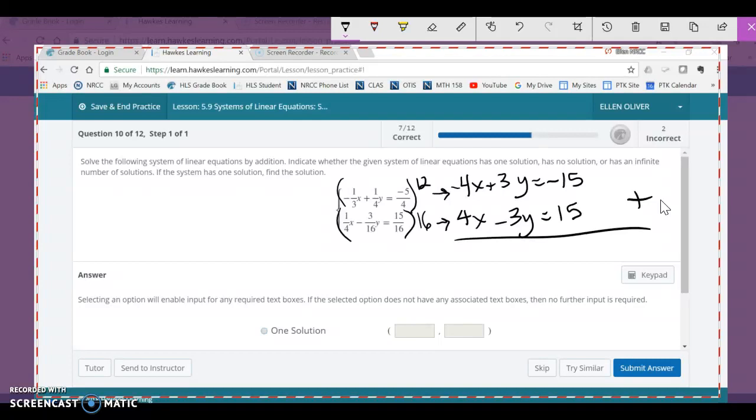So now when I add them, those cancel, so I have 0 over here. Well, those cancel also. So that's always true. So that's infinitely many solutions.